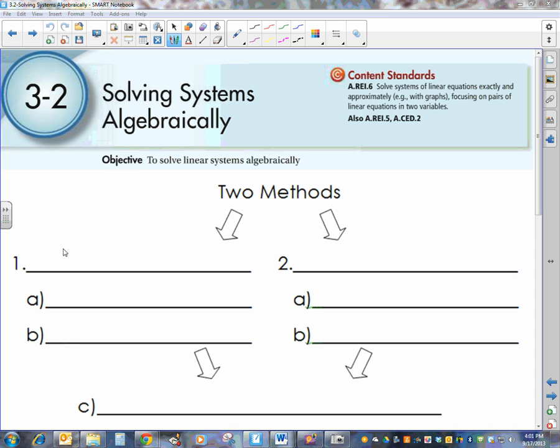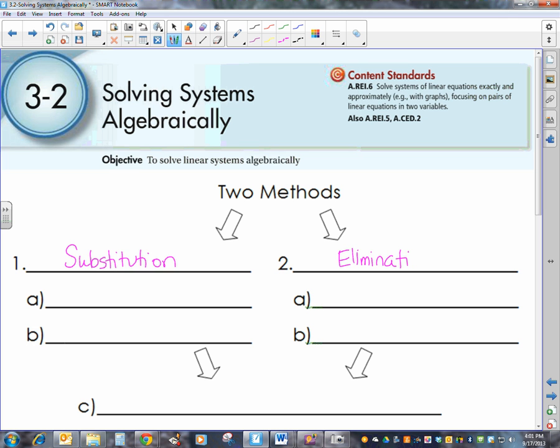The first one is called substitution, and the other method is called elimination. Some books refer to this method as linear combination. So if you see it or hear of it, that is the same thing. Okay, now let's talk about the steps.